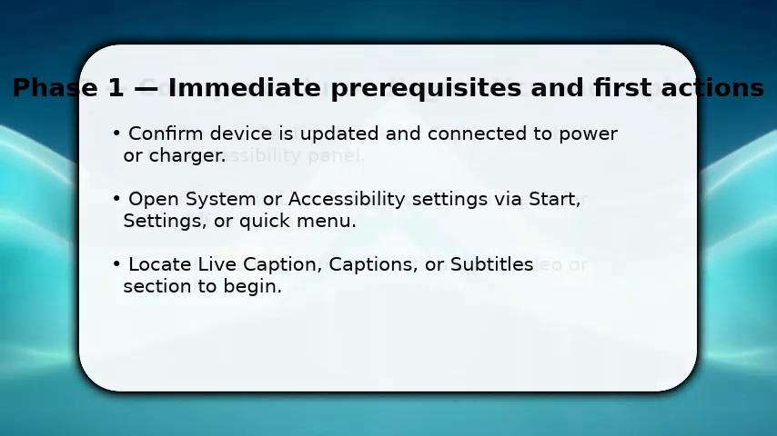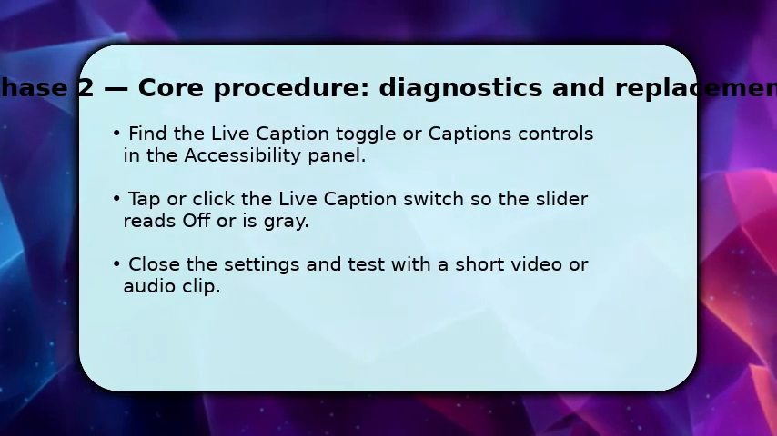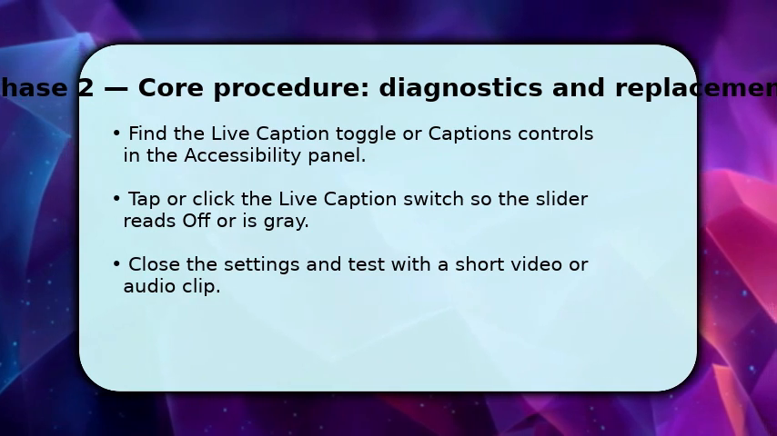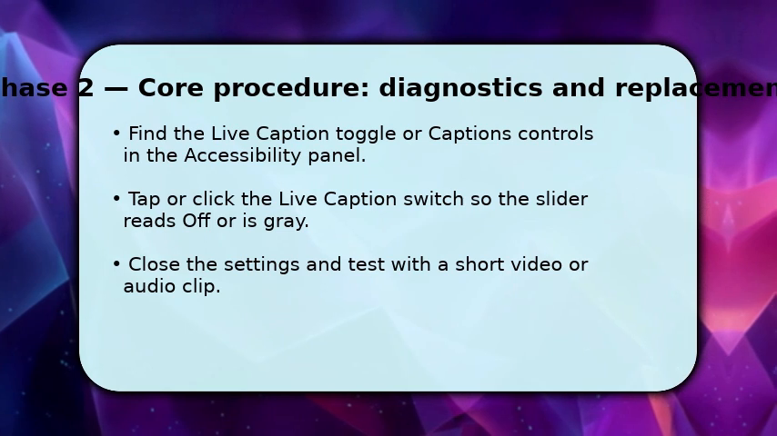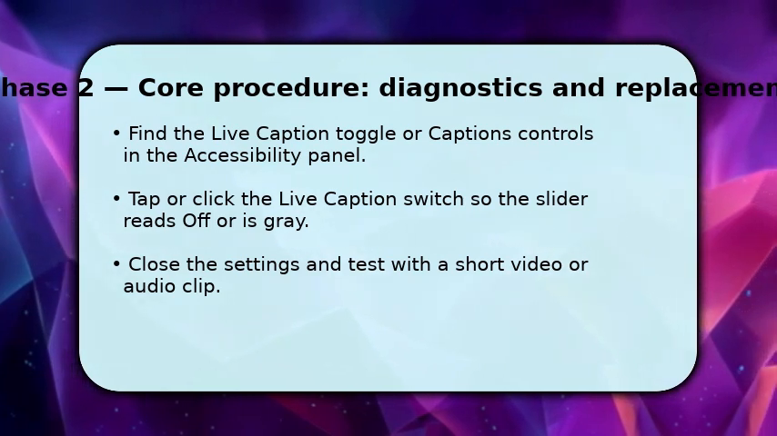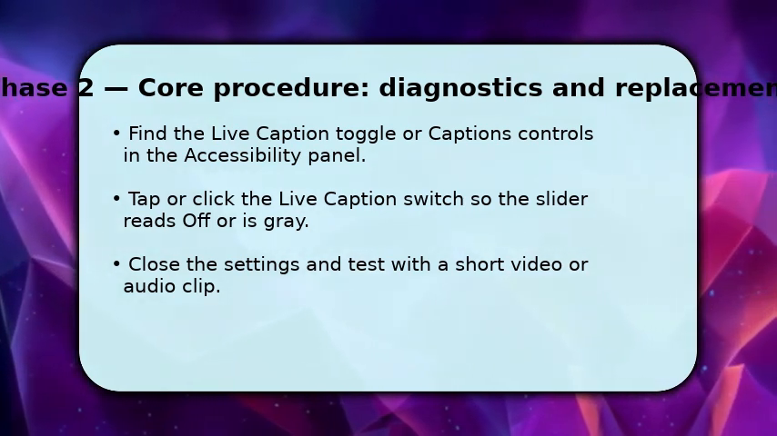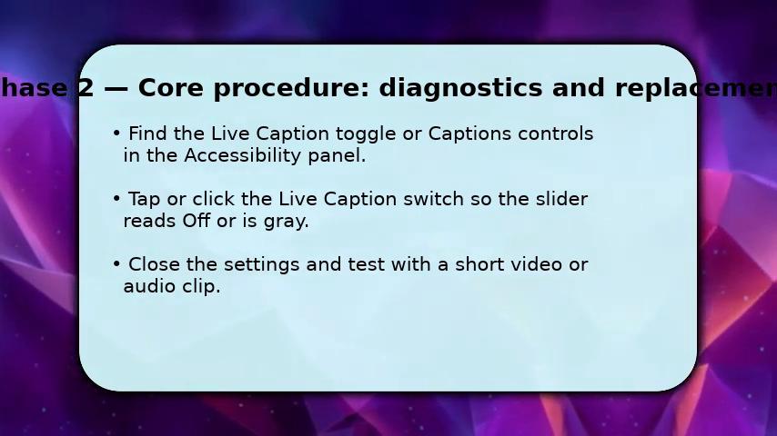Once inside the Captions panel, locate the Live Caption toggle. It's usually labeled clearly. You flip the switch to off. On many systems, the slider will gray out and the caption icon vanishes. If there are additional checkboxes for auto start or app-specific captions, uncheck those too.